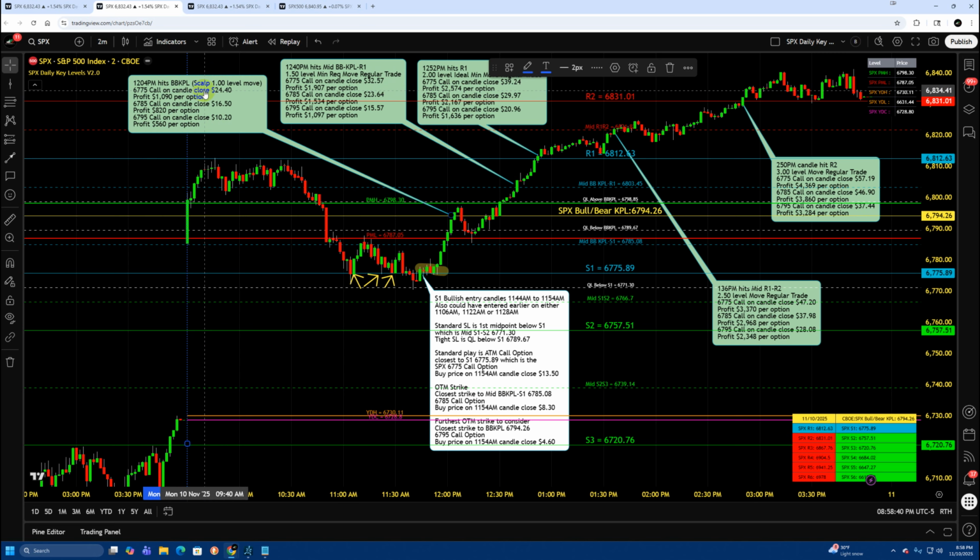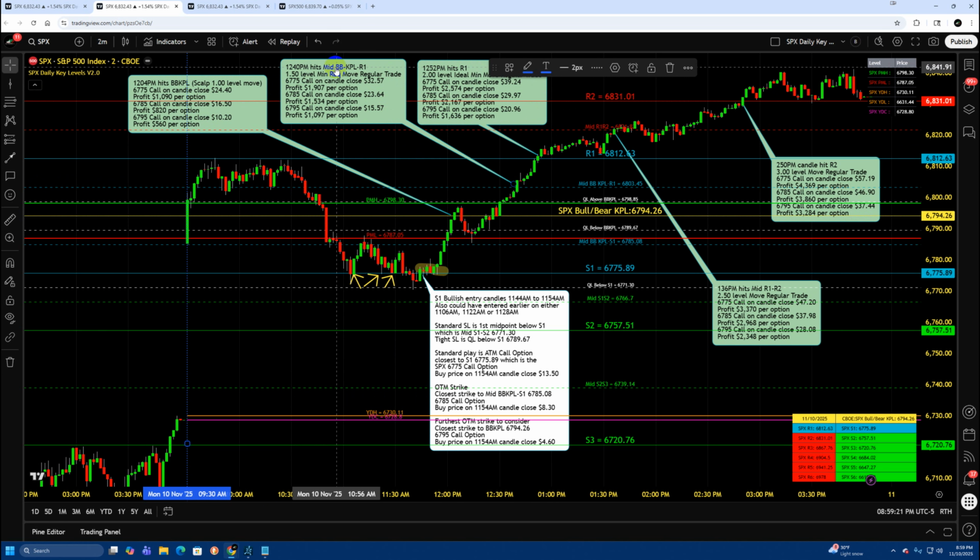67.75 call on candle close, 24.40. That's a profit of $1,090 an option. 67.85 call on candle close, 16.50. That's $820 profit per option. And the cheapest one, the 67.95 call on the candle close, was 10.20. That's $560 profit per option. Now, as you can see here, there was a little bit of a retrace here, but in the case of a scalp, then it's 100% closeout. And we have not gotten to the minimum required 1.5 level move yet for the regular trade. So here on the scalp, you're closing out all your contracts.